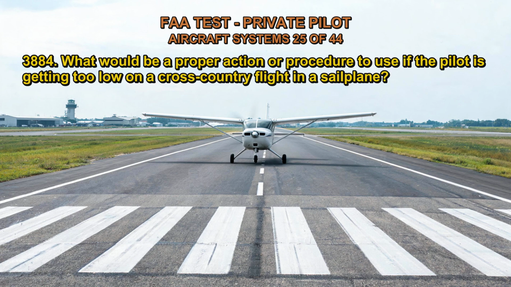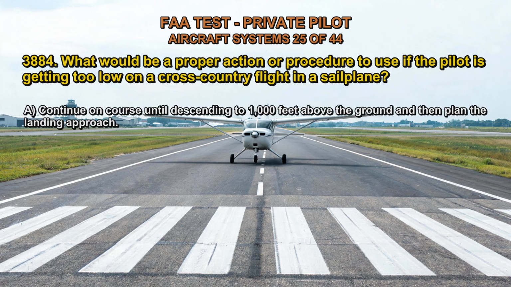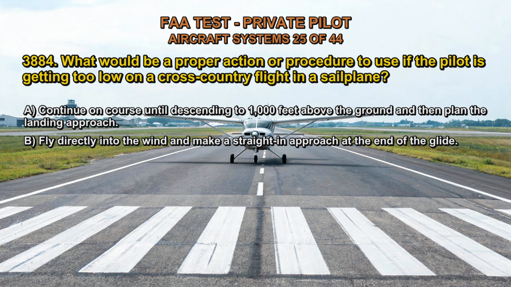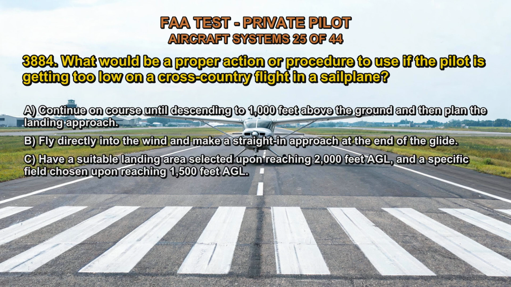3884. What would be a proper action or procedure to use if the pilot is getting too low on a cross-country flight in a sailplane? A. Continue on course until descending to 1,000 feet above the ground, and then plan the landing approach. B. Fly directly into the wind and make a straight-in approach at the end of the glide. C. Have a suitable landing area selected upon reaching 2,000 feet AGL and a specific field chosen upon reaching 1,500 feet AGL.